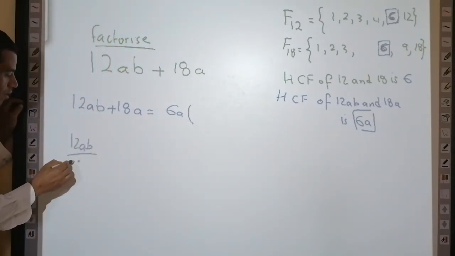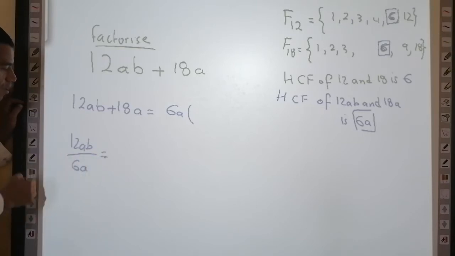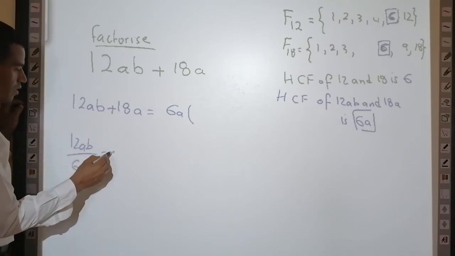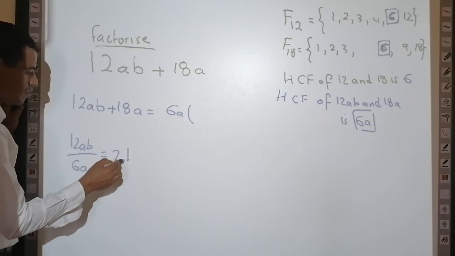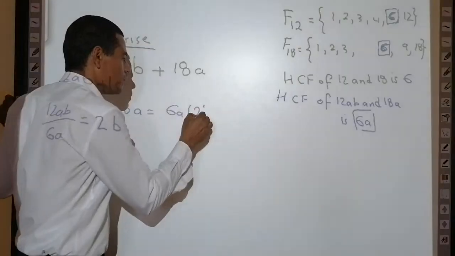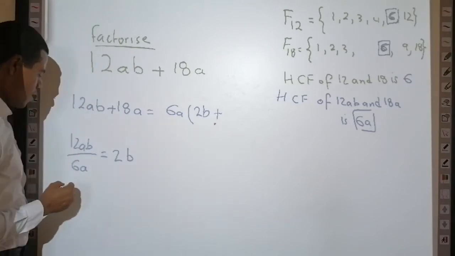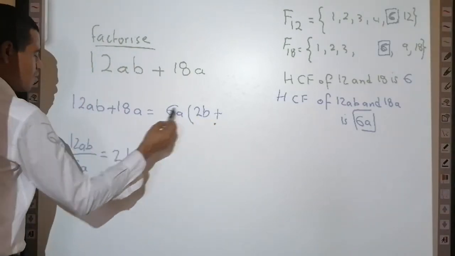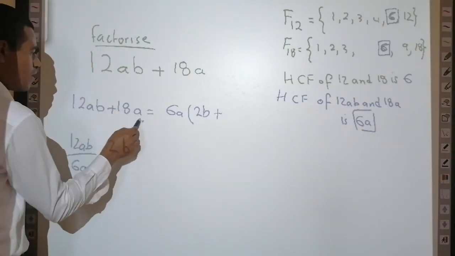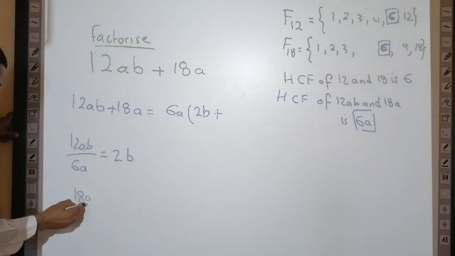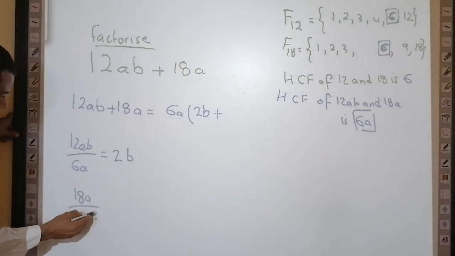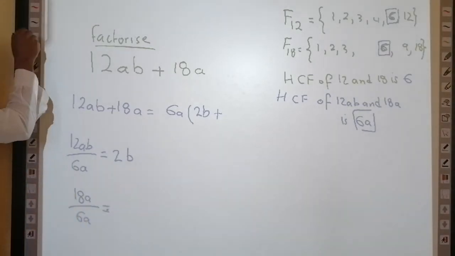12ab divided by 6a. 12 divided by 6 gives 2. A divided by a gives 1. B divided by 1 gives b. So it's 2b. Then plus. Now, to find this one, you should divide this by the highest common factor. So 18a divided by 6a gives a. It will be cancelled out.